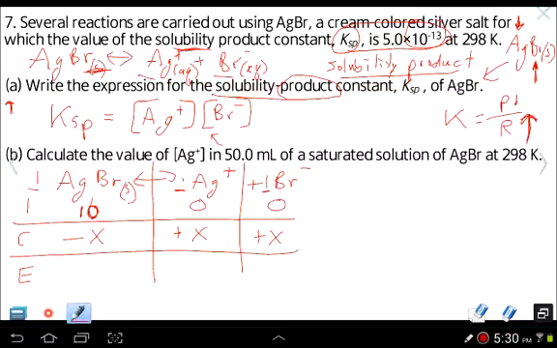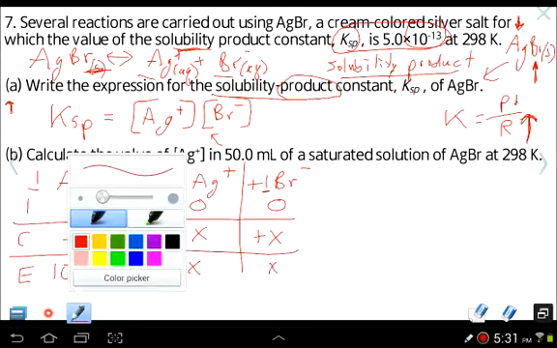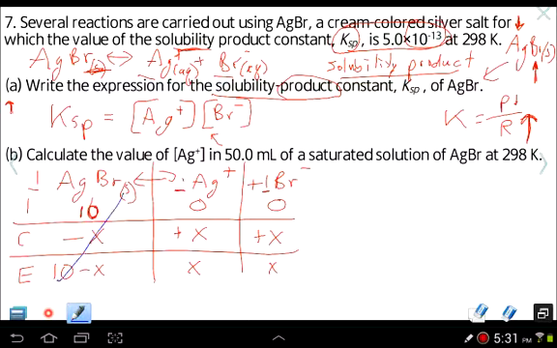If this number here were a 2, then we'd have to put minus 2x, or if one of these was a 3, we'd have to put plus 3x. So be mindful of that. And then the equilibrium, we simply combine our initial and our change. So 10 minus x here, and x here. Now because this is a solid again, we don't really care for the AgBr.